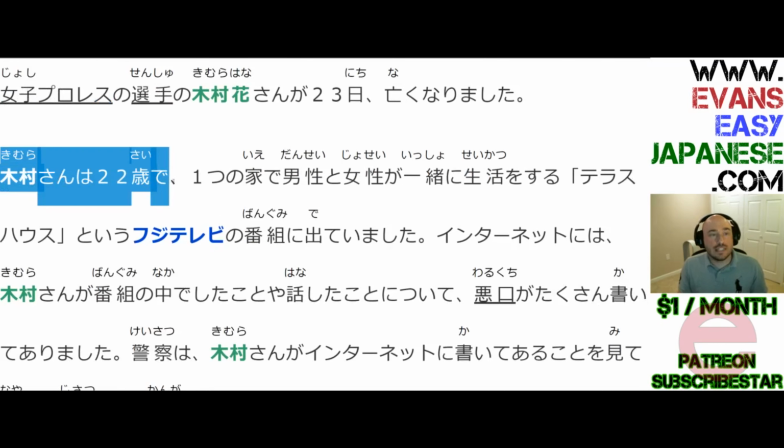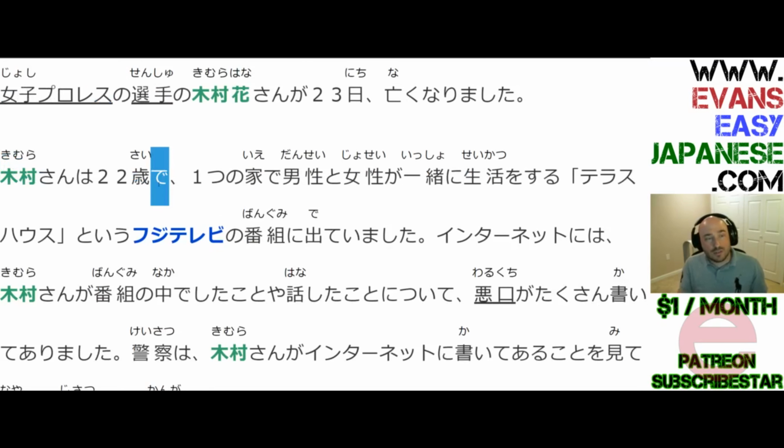Kimura-san wa 22 sai de. She was 22. So this de is most likely just we're listing facts about her. So this is just the TAF form in the idea of listing things. Kimura-san wa. So as for Kimura, she was 22, 22 sai de.